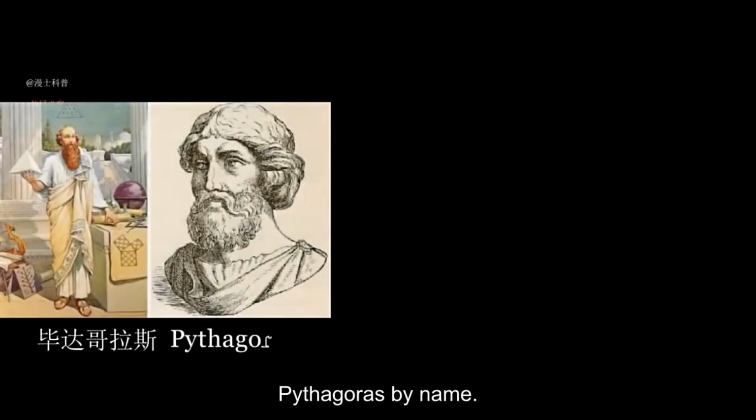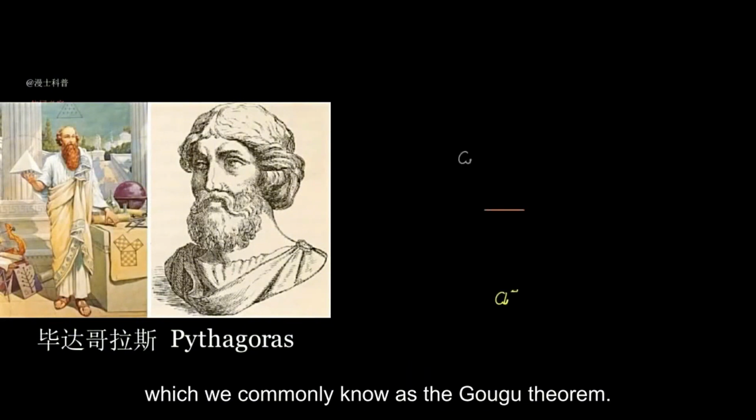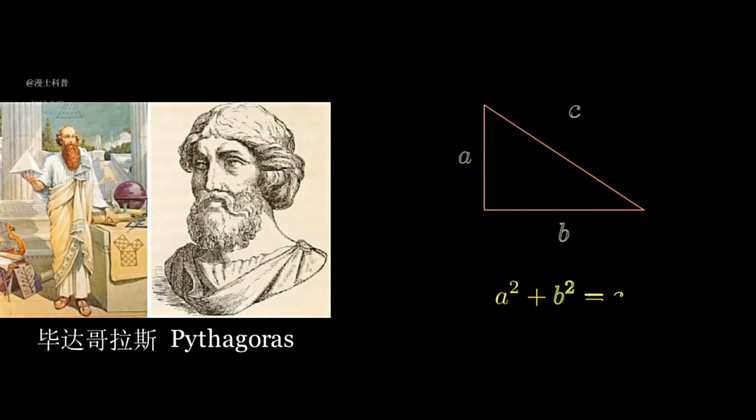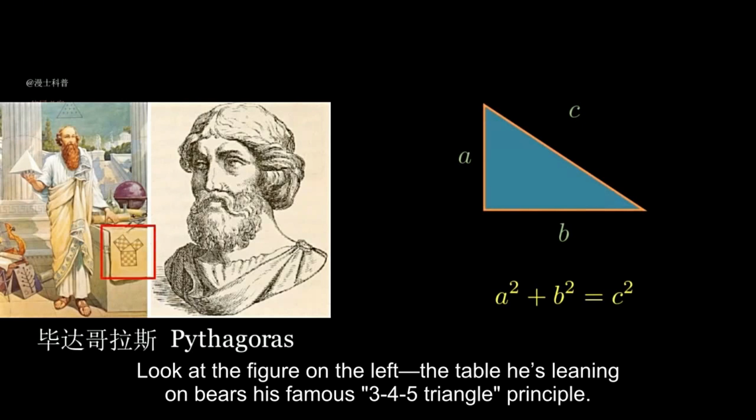Let us first turn the clock back to ancient Greece, 1,000 years ago. At that time, there lived a renowned master of mathematics, Pythagoras by name. His most celebrated achievement was the proposition of the Pythagorean theorem, which we commonly know as the Gougu theorem. In a right-angled triangle, the sum of the squares of the two legs equals the square of the hypotenuse. Look at the figure on the left. The table he is leaning on bears his famous 3-4-5 triangle principle.